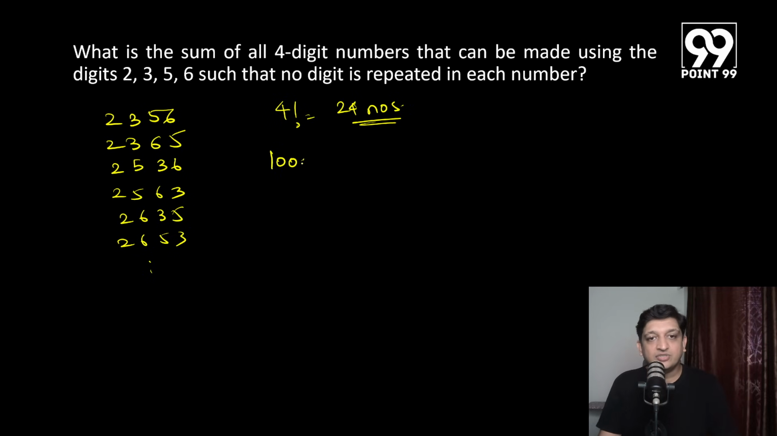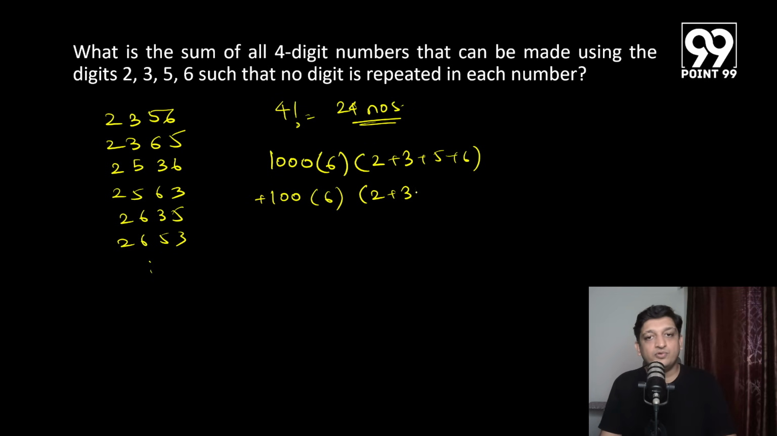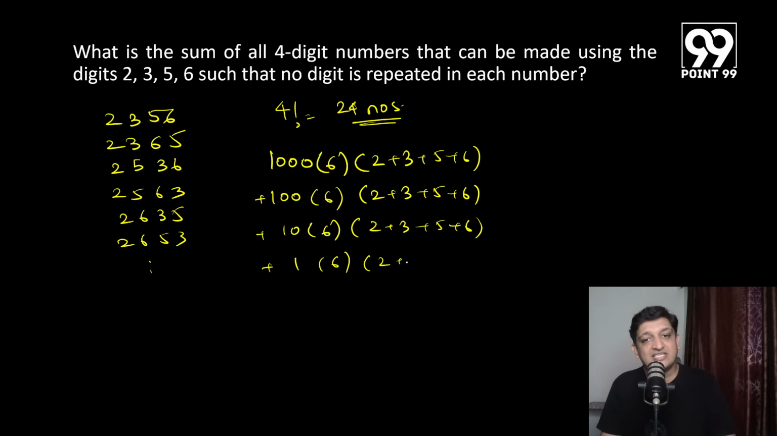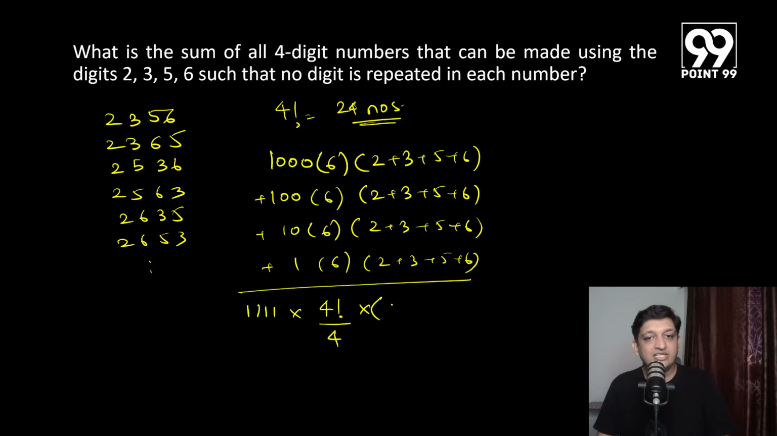So when I am saying 1000, I will have 6 occurrences each of 2, 3, 5 and 6. Similarly, when I am looking at the hundreds place, I will again have 6 appearances of 2, 3, 5 and 6 each. Similarly, at the tens place, I will have 6 occurrences each of 2, 3, 5 and 6. And at the units place, I will have 6 occurrences each of 2, 3, 5 and 6. Now if I add everything, what do I get? I get 1, 1, 1, 1 multiplied by 6. How did I get this 6? I divided 4 factorial by 4. Multiplied by, what is this? Sum of the digits.